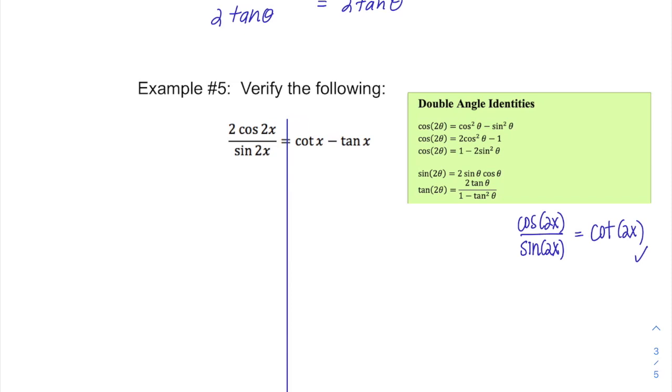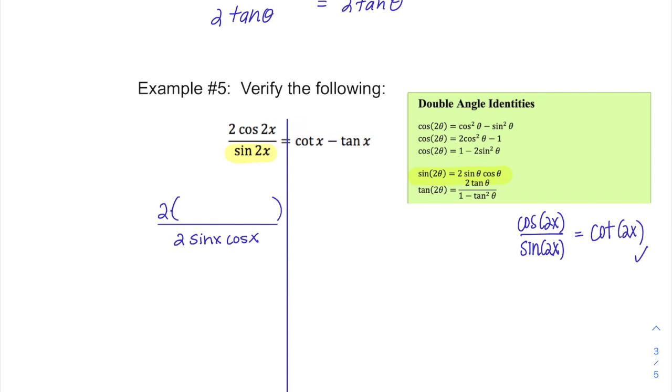Now, I'm going to start with the bottom because the bottom's a little bit easier. Sine 2x is 2 sine x cosine x. So I'm just going to start with a big fraction line and we'll come back to the top. The bottom becomes 2 sine x cosine x. The top's going to have a 2 in it.